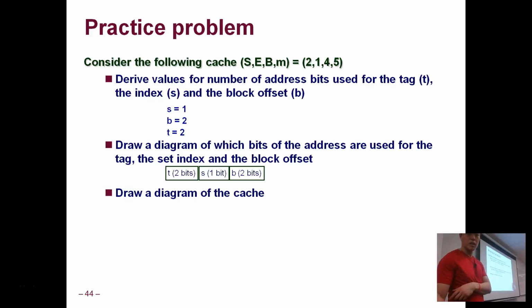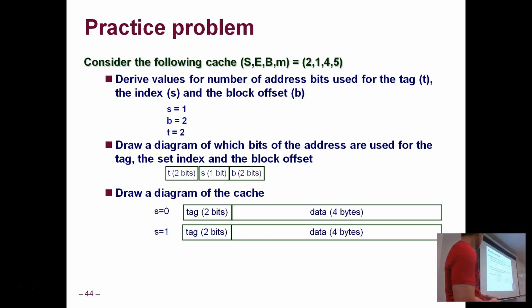And then this is what the cache looks like. You have 2 sets, S equal to 0 and S equal to 1. Within the set, your block has 4 bytes, capital B is 4. And then 2 bits of tag to figure out whether or not you have the right block in there.